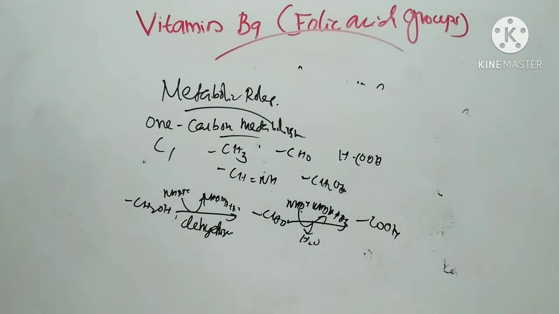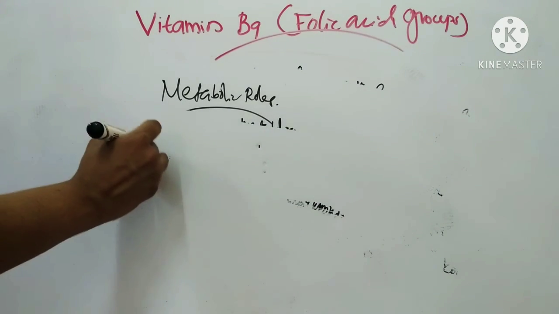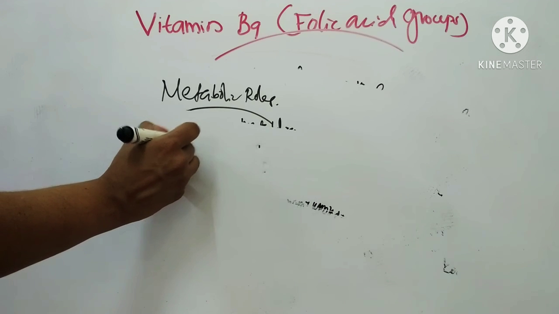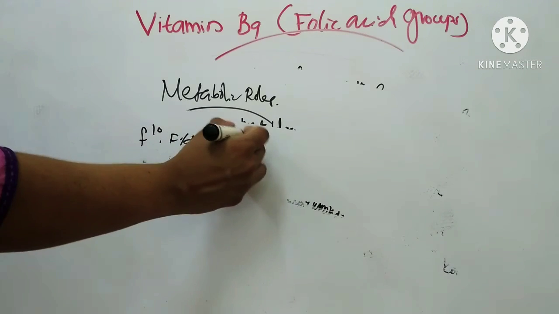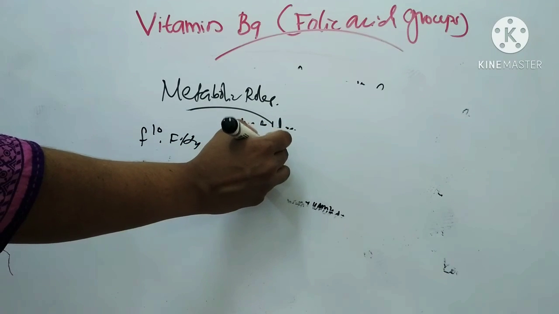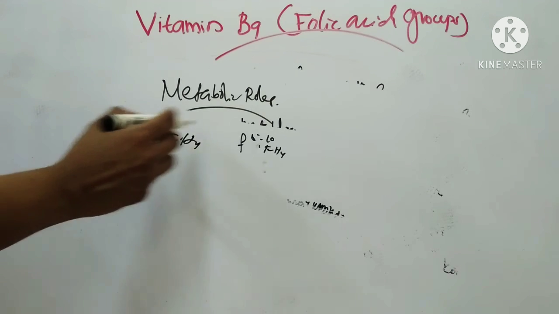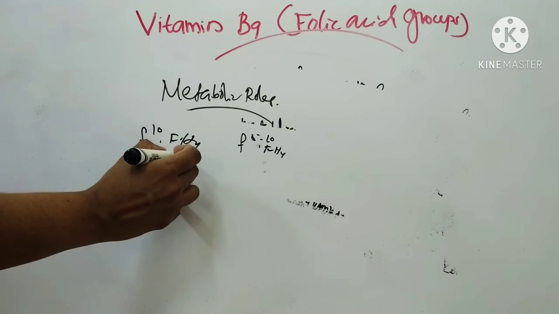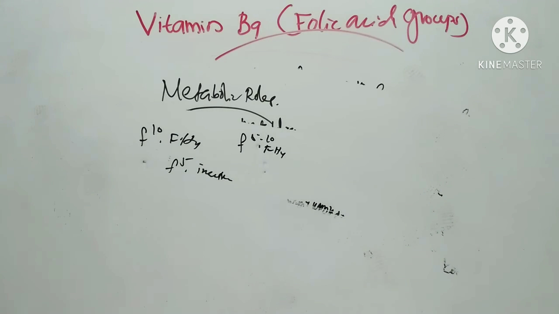So these are interconvertible. Then N10 formyl tetrahydrofolate and N5,N10 methenyl tetrahydrofolate are the active forms of folic acid coenzymes in metabolism. But N5 formyl is inactive in metabolism. That is the metabolic roles.